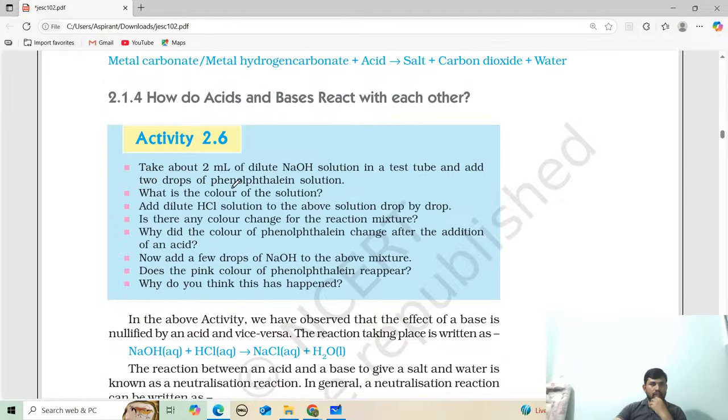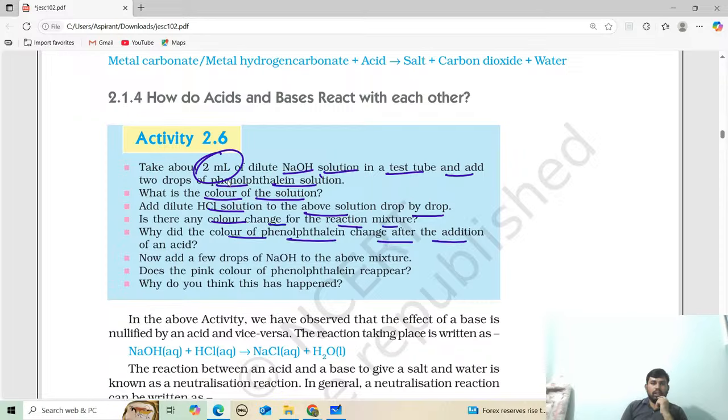They have given the activity here. Take 2 ml of NaOH solution in a test tube and add a few drops of phenolphthalein solution, and note the color of the solution. Then add dilute HCl solution drop by drop. Is there any color change in the reaction mixture? Why did the color of phenolphthalein change after the addition of acid?